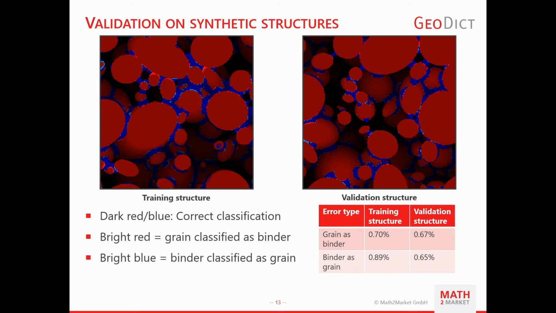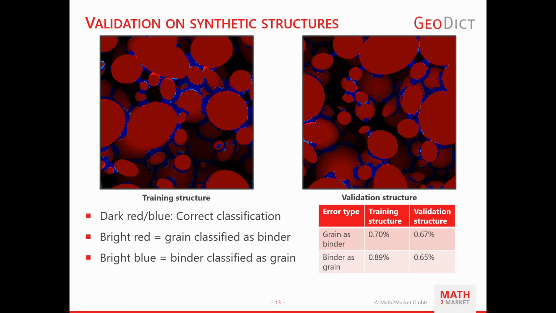And I've chosen a dark blue for binder voxels which have been correctly classified as binder material. I've chosen a bright red for grain voxels which have been falsely classified as binder, and a bright blue for binder voxels which have been falsely classified as grain. You can see that most of the remaining errors are close to the interfaces between grains and binder. So basically you can interpret this as the neural network not knowing exactly where to put the interfaces.